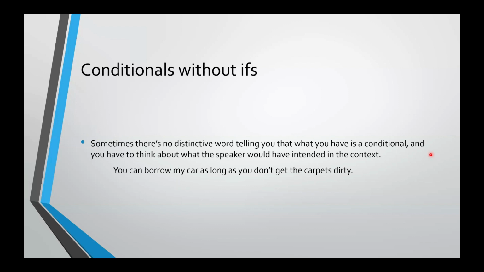The most complicated ones to symbolize are the ones where you don't actually have any kind of distinctive word that tells you that what you have is a conditional. And in that case, what you have to do is think about what the speaker would intend in the context in order to recognize that what you're looking at is actually an if-then sentence. So take, you can borrow my car as long as you don't get the carpets dirty. As long as this is something that normally talks about times, right? So you take a sentence like, you can use the spare room for as long as you are in town, right? This is saying that you can have the spare room for the period of time in which you are in town.